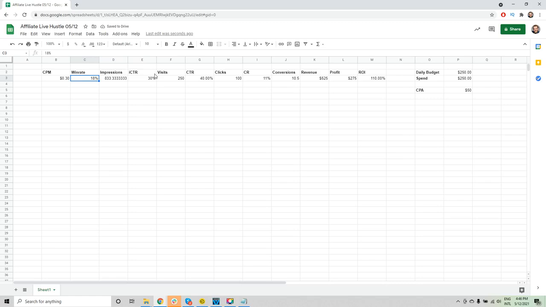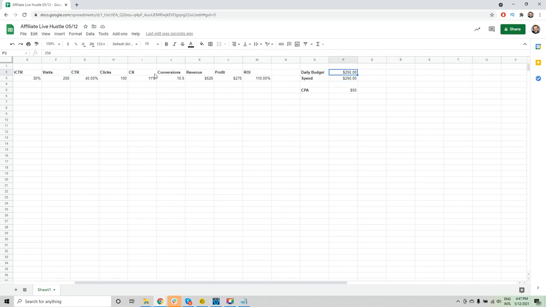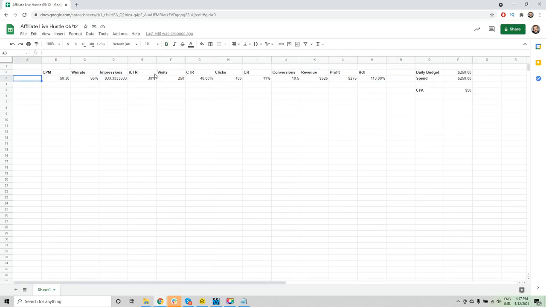Okay, but let's say we have a win rate of 85%. So that 30-cent bid is getting us 85% of the traffic. However, we're still spending our complete daily budget, as you can see. We're still spending 250 out of 250. So what I might do now is decrease my CPM. I'm already spending my complete daily budget, all right?